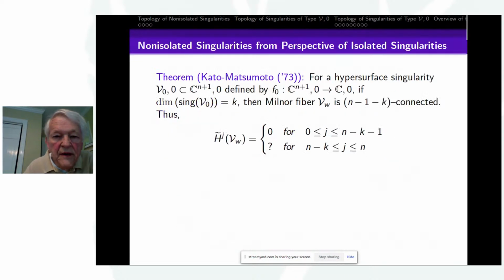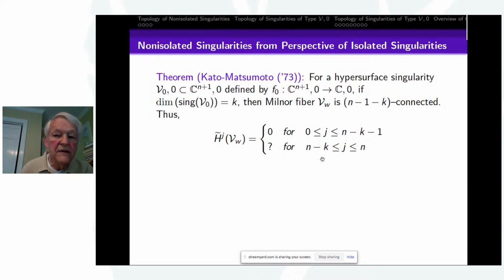When we go on to non-isolated singularities, even hypersurfaces, complications set in. In fact, if we take a hypersurface singularity V_0, where the dimension of the singular set is k, then by a theorem of Kato-Matsumoto, the Milnor fiber can lose connectivity by this degree. So it may only be (n-1-k)-connected. So in terms of cohomology, it will continue to be 0 up through dimension n-k-1. But now there's a question mark of what happens from n-k up to n.